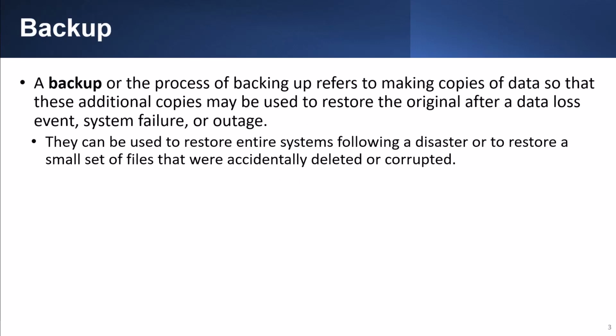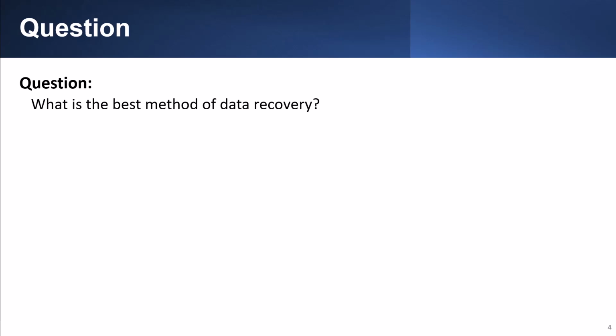A backup, or the process of backing up, refers to making copies of data so that these additional copies may be used to restore the original after a data loss event, system failure, or outage. They can be used to restore entire systems following a disaster or to restore a small set of files that were accidentally deleted or corrupted. Question: what is the best method of data recovery? Answer: backup, backup, backup.